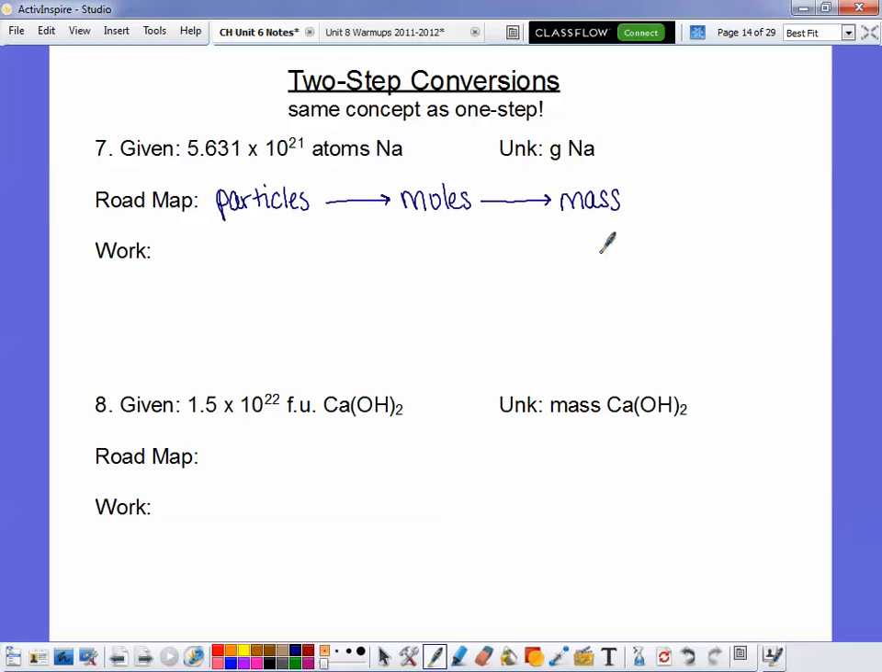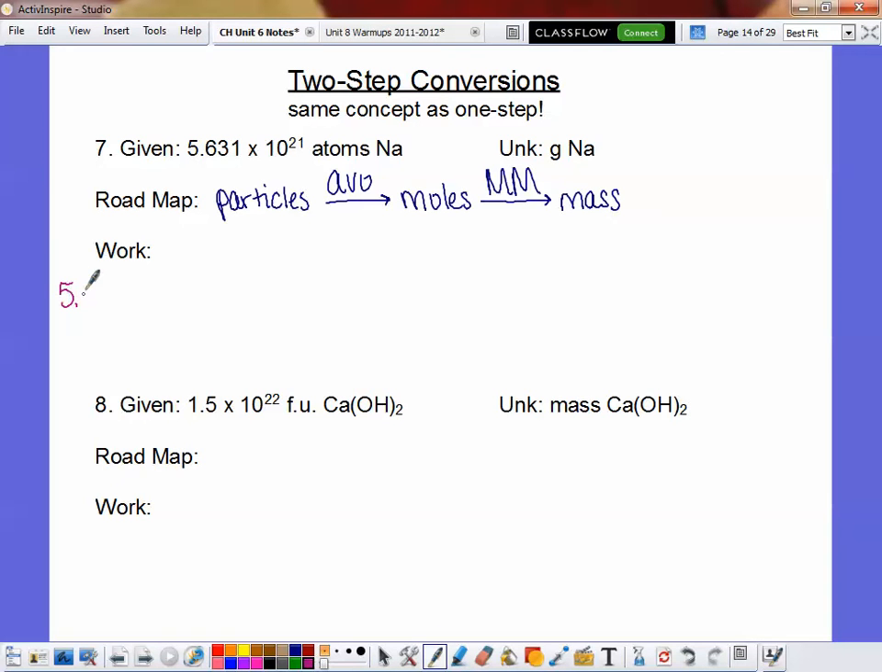What information do we use to go from particles to moles? Avogadro's number. And what do we use to go from moles to mass? MM on the PT, molar mass on the periodic table. All right, so when we set this up, we're going to set it up as one big long problem. It'll take up about twice the amount of space as a one-step conversion does. So make sure you leave enough space on your paper.